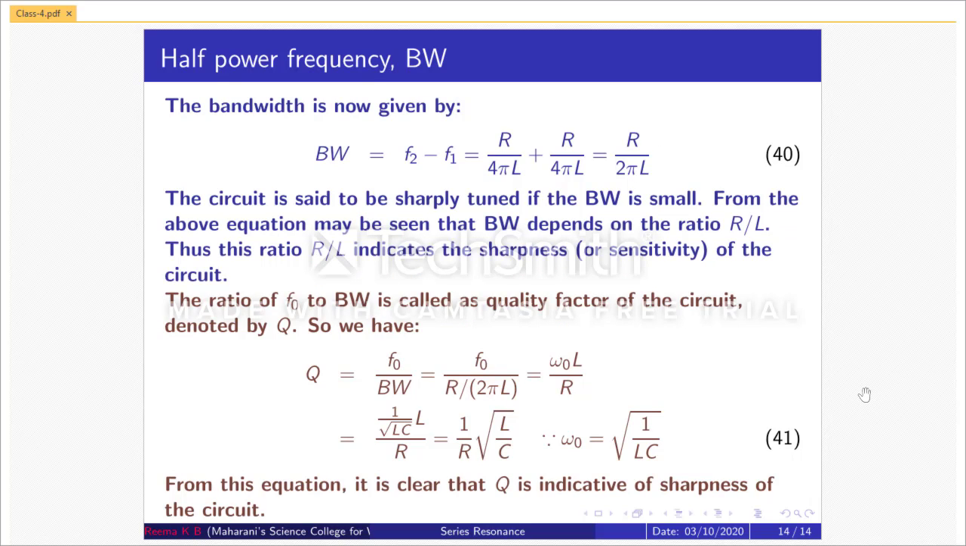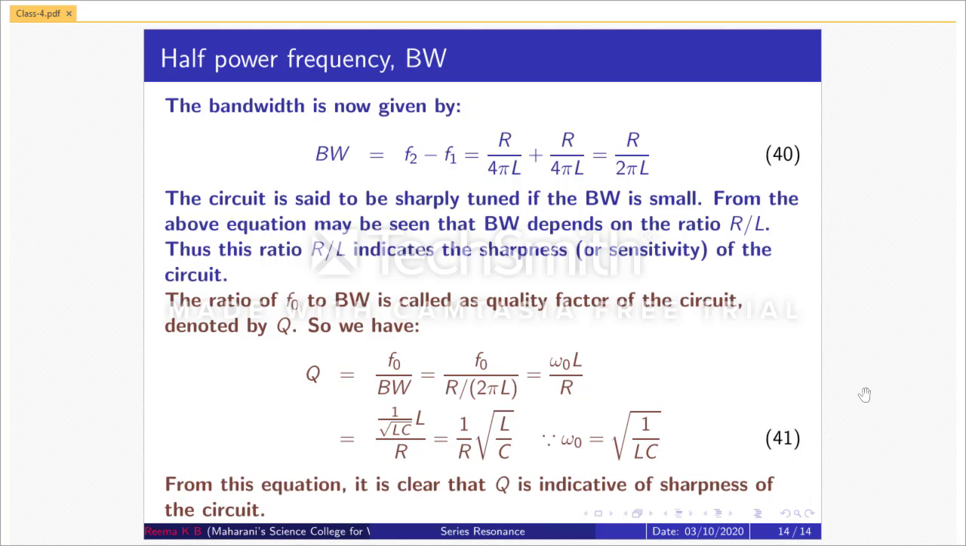The bandwidth is therefore given by F2 minus F1, which is equal to R divided by 4 pi L plus R divided by 4 pi L, which is equal to R divided by 2 pi L. The circuit is said to be sharply tuned if the bandwidth is small. From the above equation, it may be seen that bandwidth depends on the ratio R by L. Thus, this ratio R by L indicates the sharpness or the sensitivity of the circuit.